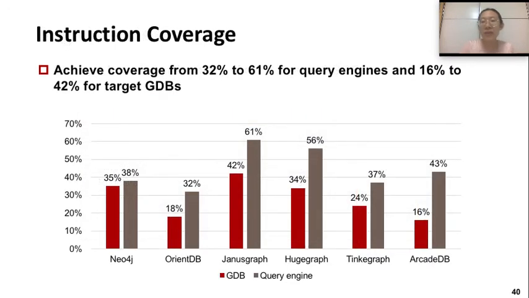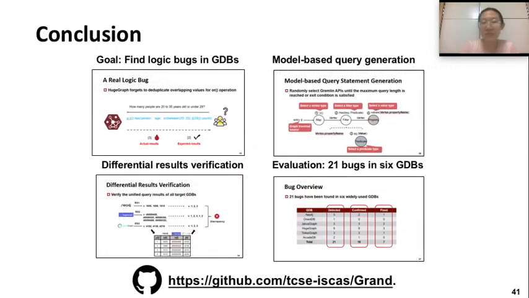We also evaluate the instruction coverage of Gerund. Experiments show that Gerund can achieve coverage from 32% to 61% for query engines and 16% to 42% for target GDBs. Finally, I conclude our work.